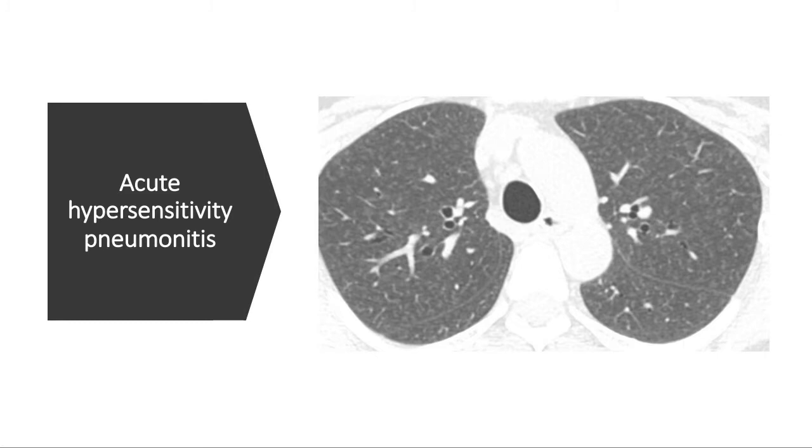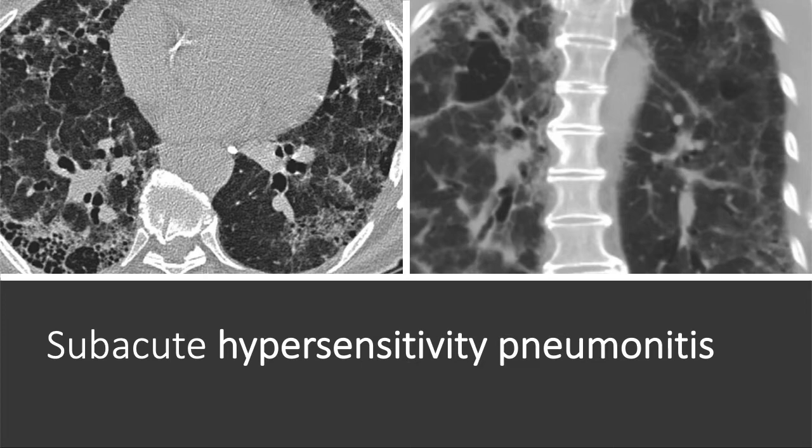In acute hypersensitivity pneumonitis, computed tomography may be normal or may show diffuse ground glass or centrilobular ground glass nodules. Subacute hypersensitivity pneumonitis often features lobular areas of decreased attenuation representing air trapping. On the left picture, CT showing fibrotic changes of hypersensitivity pneumonitis with superimposed finding of air trapping in this patient with known hypersensitivity pneumonitis. Air trapping may be seen in up to 75% of patients with this diagnosis.